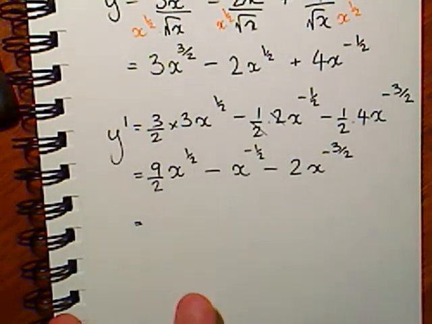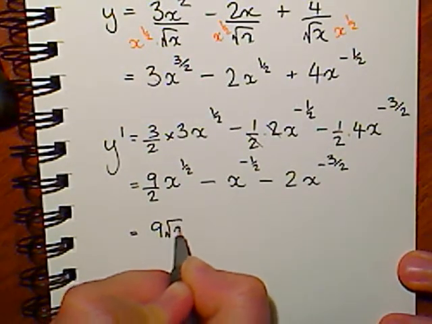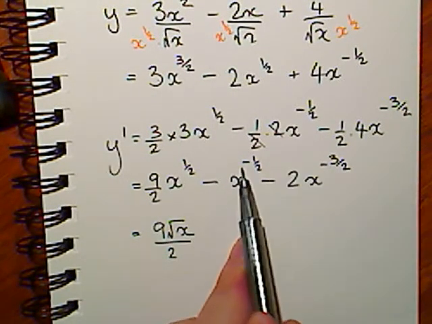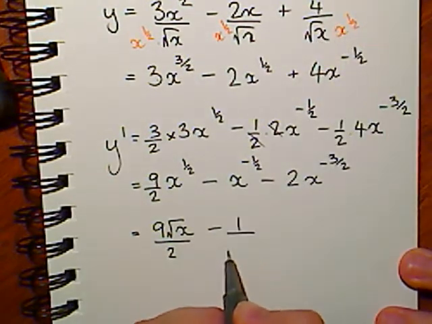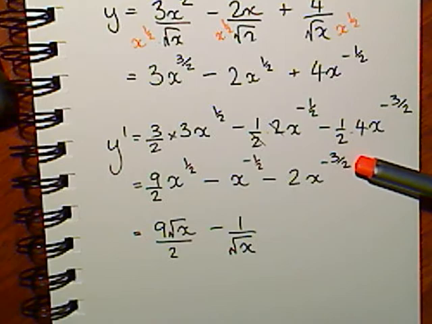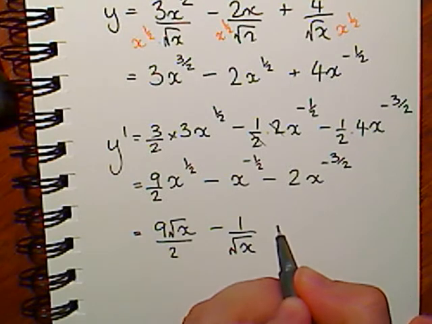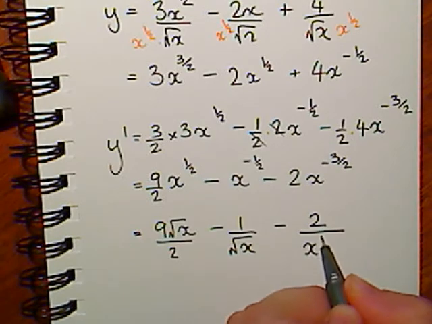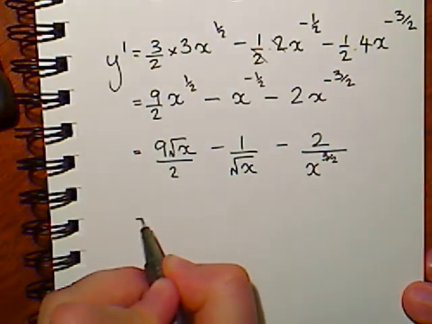X to the half, we know from before, is the square root of x. So this is 9 root x on 2. This component, the negative a half, it's a bit like this one, so it's going to be over the square root of x. And this one here, well, that looks a little bit like the 3 on 2 here. But let's just write it like this, minus 2 over x to the 3 on 2. Now, I still got to get rid of the fractional part here.